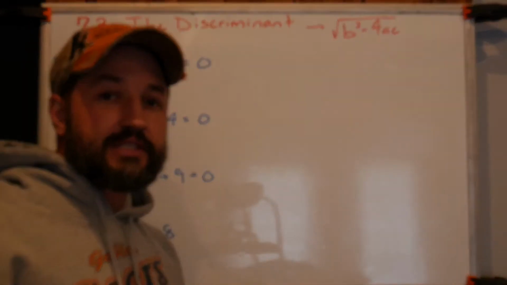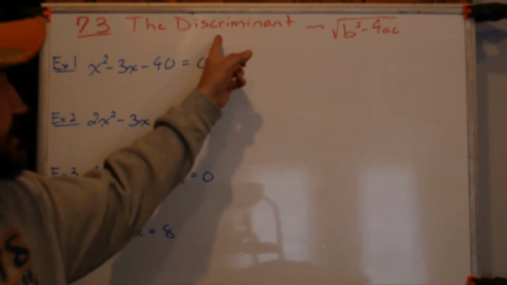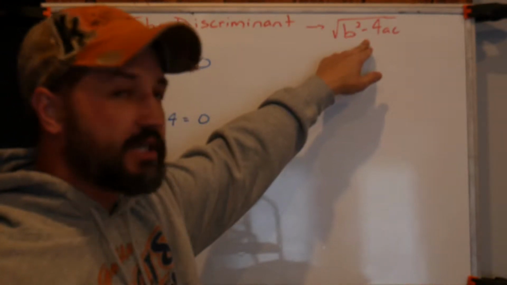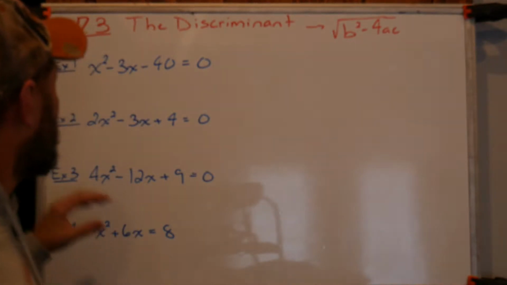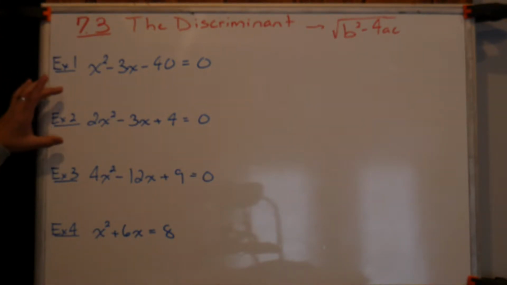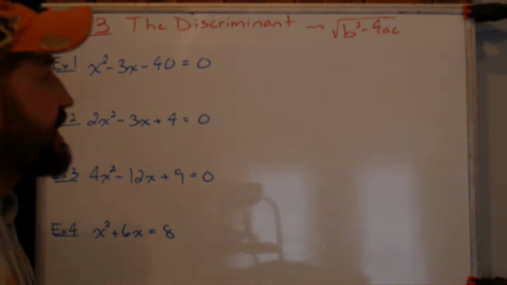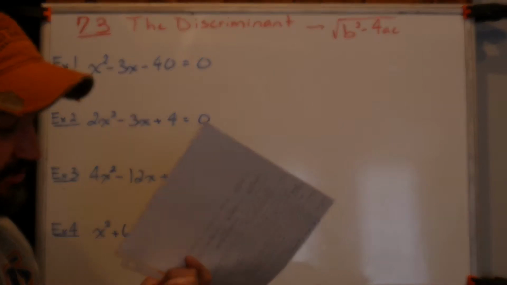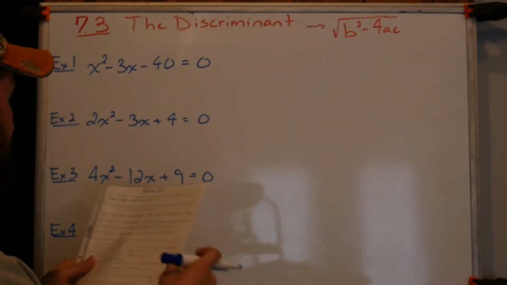Okay, section 7.3, we're going to focus only on the discriminant here, which is this little piece of the quadratic formula. What they do, I got it set up to save time. They give us the first 4 examples to show our different scenarios of our possible answers, our possible outcomes when we're dealing with a discriminant.